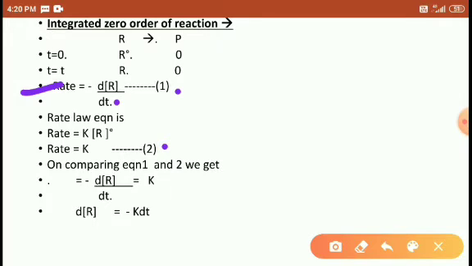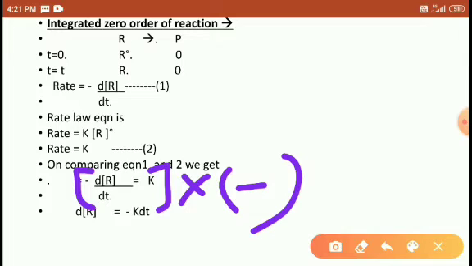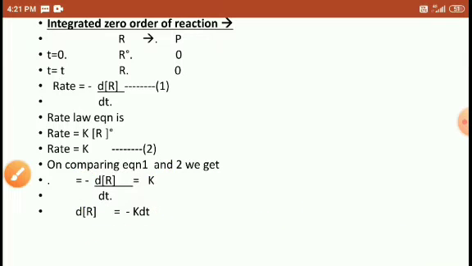We compare equation 1 with 2, then minus dR by dt is equal to k. Then you multiply this by dt, and we get the differential change in concentration of reactant, dR, equal to minus k dt. Or you may say you multiply the equation with minus, then you get this answer, right?